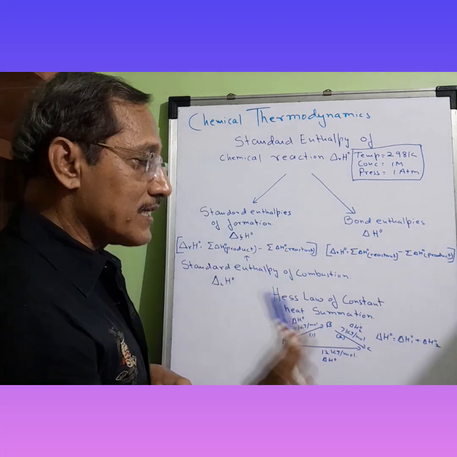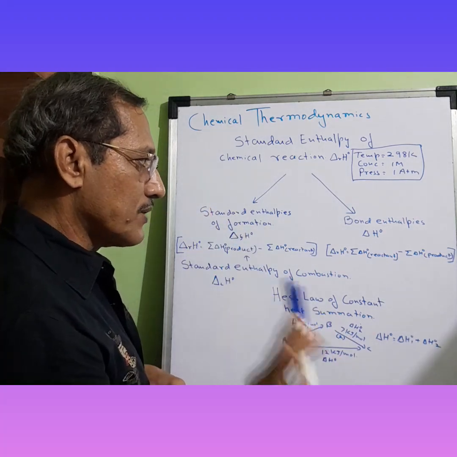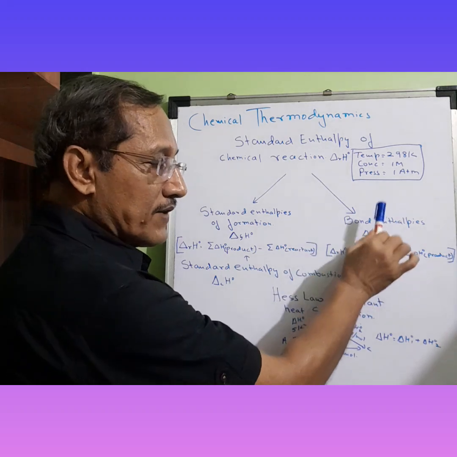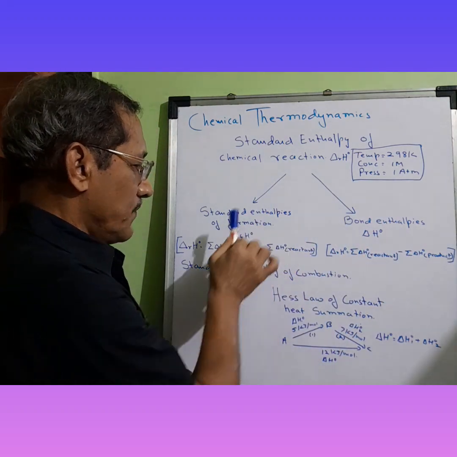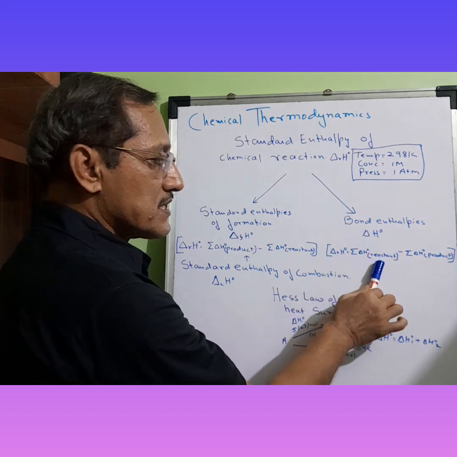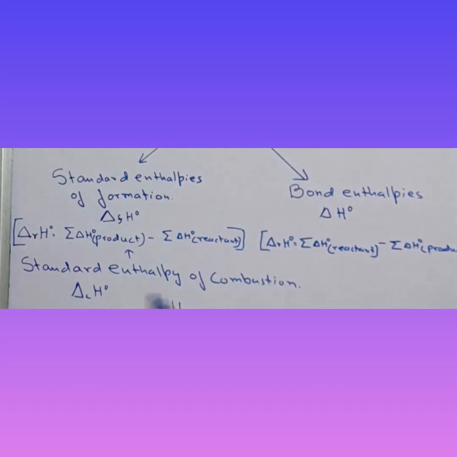Alright, so don't get confused. When you get a numerical, you just have got to check whether you have been provided with this or you have been provided with this. If you are provided with this, this is what you have got to use, and if you are provided with this, this is the formula that you have got to use. Alright. Now this is also used for standard enthalpy of combustion. Whenever you are trying to do standard enthalpy of combustion, this is what you have got to use.